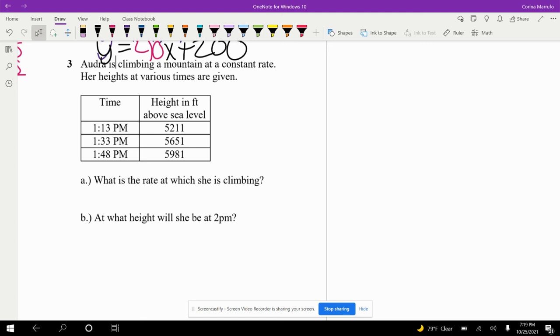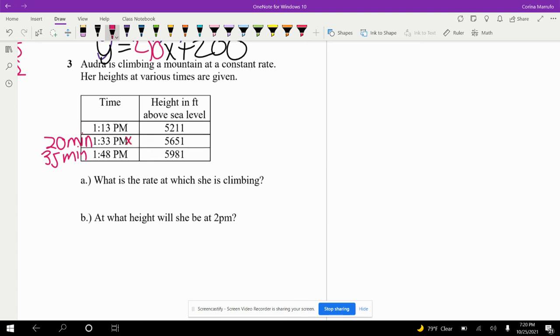So I'm just going to go ahead and interpret the time. Since we started at 1:13 p.m. and she's at 5,211, I'm going to change this into minutes. So 20 minutes later, she is at 5,651, okay? And then at 1:48, that's 35 minutes from the start. All I did was subtract 48 minus 13, and she's now at 5,981. So that's what I'm going to use for my rate.